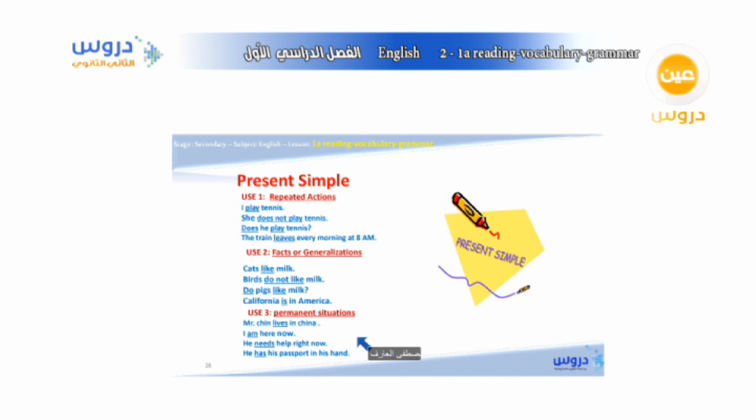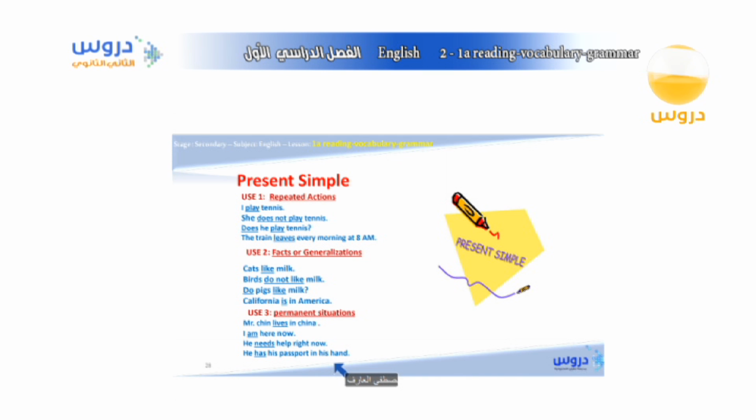So if you have a situation which is permanent and repeats itself for a longer period of time, we use the simple present. Like, Mr. Chin lives in China. Maybe he's going to live 10 years, 20 years, 50 years. I don't know. This is a permanent situation for him. I am here now. This is a permanent situation.